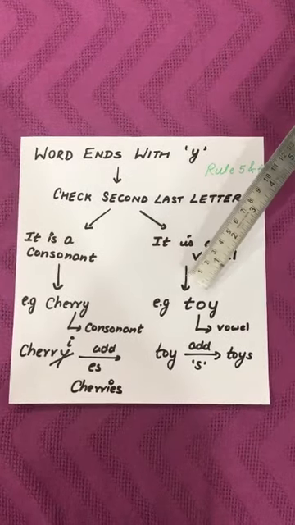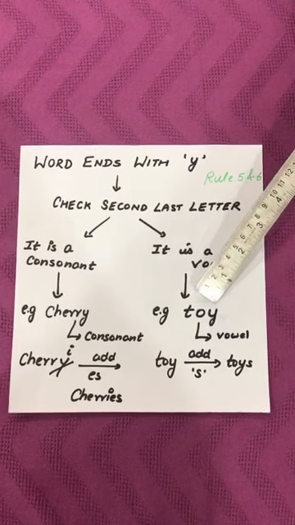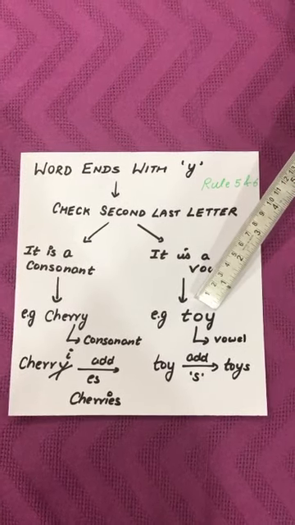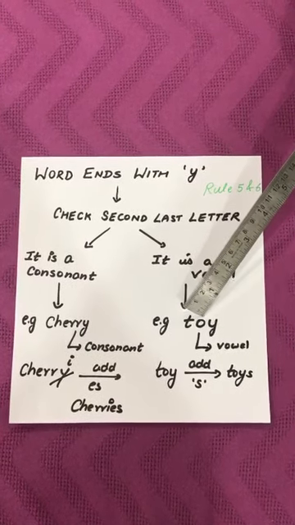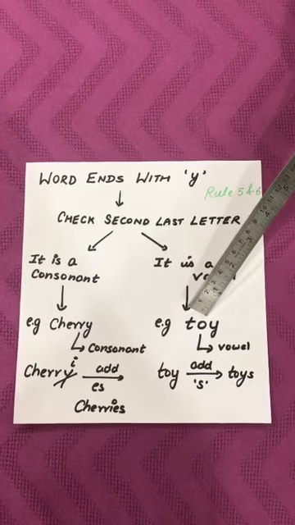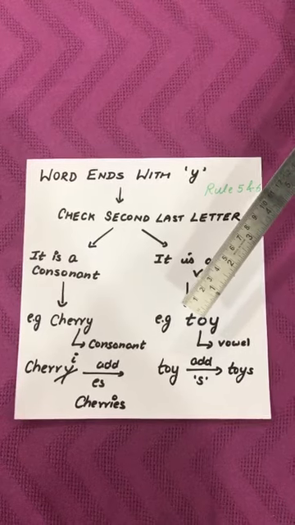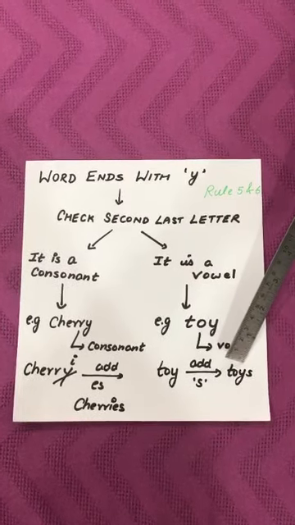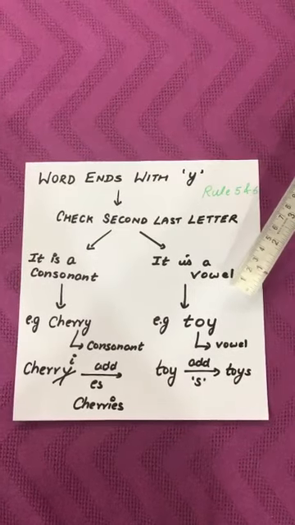Similarly, if we have the word toy, now the word toy ends with the letter Y. Now we have to check the letter which is there at the second last place. The letter at the second last place is O. O is a vowel. So what are we going to do? We are just going to add an S to the end of the word. So toy becomes toys in its plural form. So here was the rule number 5 and rule number 6.